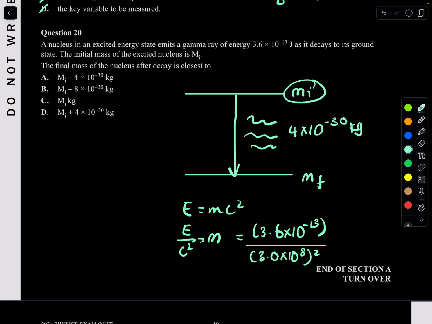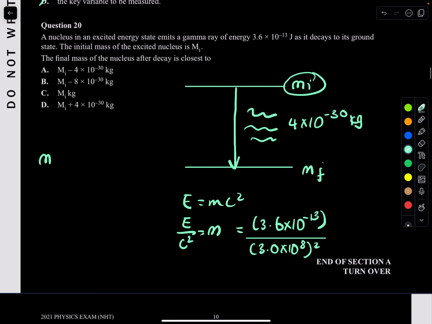So we had some initial mass, and we've lost this mass because energy was released, and we would have had our final mass. So your final mass, Mf, is just your initial mass minus the mass lost, which is 4 times 10 to the power of negative 30, which looks like Mi minus 4. Yes, A looks great.